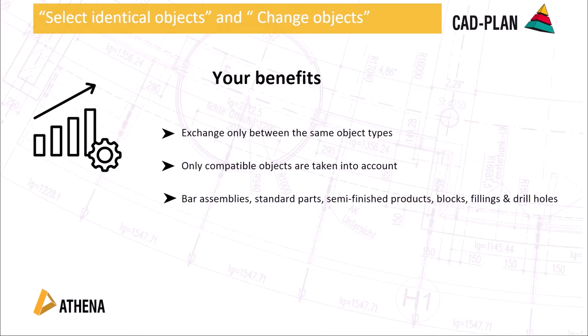So, and now the feature with the object changes. This benefit will secure your drawing process. The exchange of the same objects and also the compatible objects will be taken into account, like bar assemblies, standard parts, semi-finished products, blocks, fillings, and drilled holes.